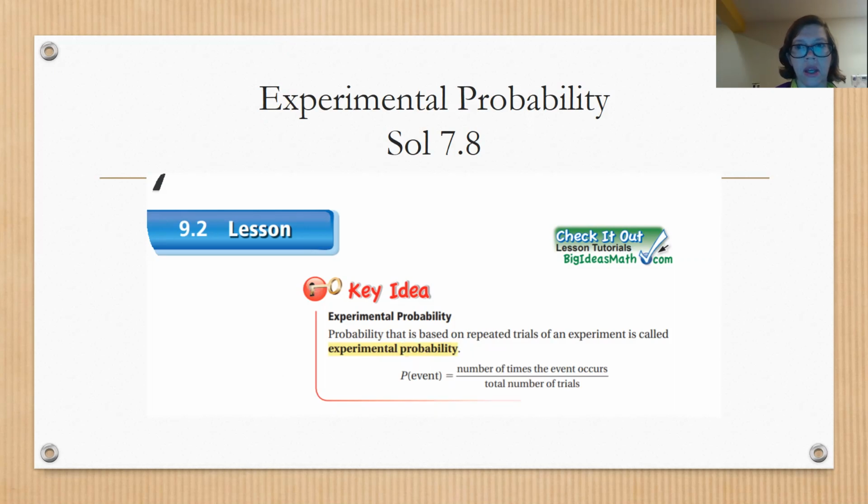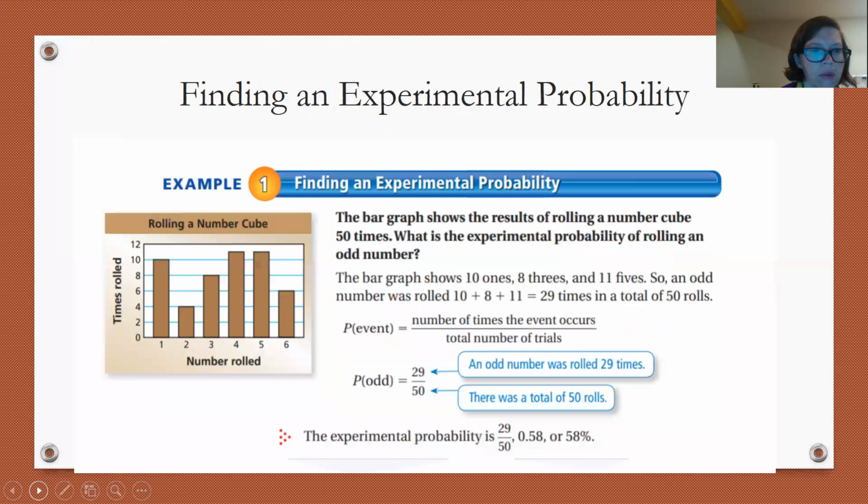Okay, so it could be spinning a spinner, flipping a coin, rolling a dice, drawing numbers or letters or marbles or something out of a bag. So we will look at an example of that. All right, so here is example 1, finding experimental probability. This is example 1 from Big Ideas Math.